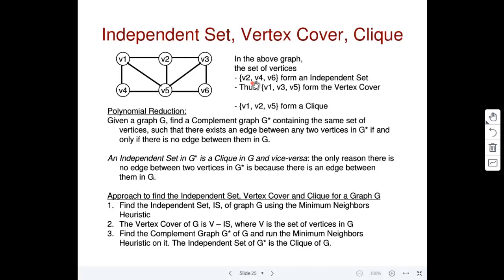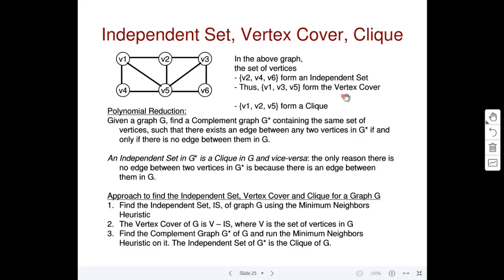Now, in the case of vertex cover, the definition is again a set of vertices such that for every edge, at least one of the two end vertices is part of the vertex cover. So that's the definition of vertex cover. So take an edge V1, V2, at least one of the two end vertices is in the vertex cover. V2, V3, at least one of the two end vertices is in the vertex cover. V3, V6, at least one of the two is in the vertex cover.